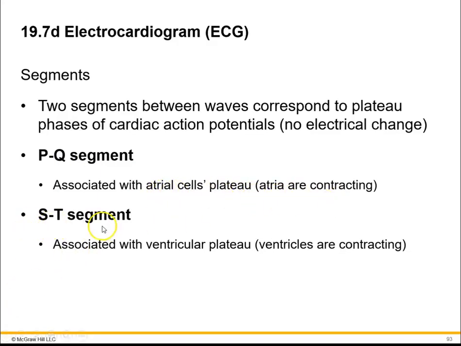Then you have the ST segment. This is between the QRS complex and the T wave. And this is associated with plateau of the ventricles. That is, the ventricles are contracting.